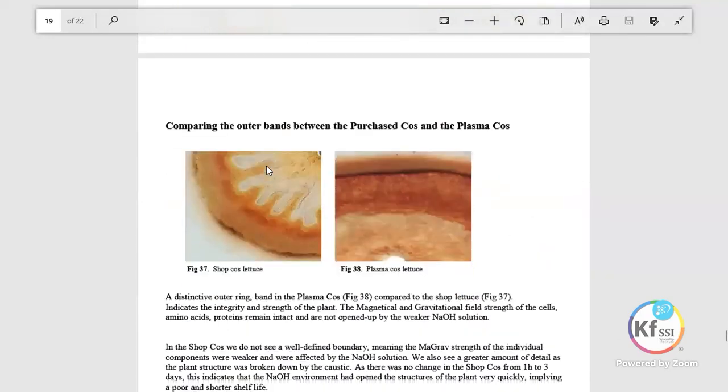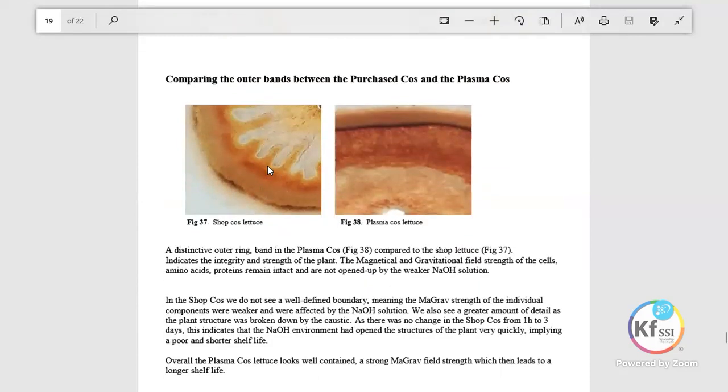And when you look at the outer bands there on the shop COS lettuce on the left, very little definition there. And then on the plasma, again, we've seen a very strong outer boundary for that plant. So when we look at the two, I can see the integrity and the strength of the produce grown with the plasma.